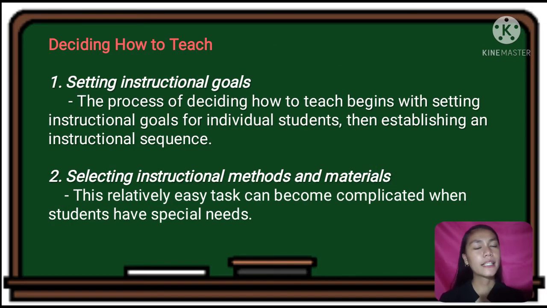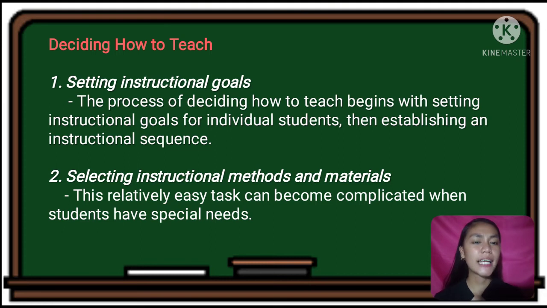At this point, let us proceed to the second step in planning instruction, and this is deciding how to teach. In making decisions about how to teach, teachers must make an educated guess about the kinds of approaches that will work. Then, try those approaches and monitor the results. In addition to making an educated guess and consulting the literature, four activities come into play when you are deciding how to teach. The first is setting instructional goals.